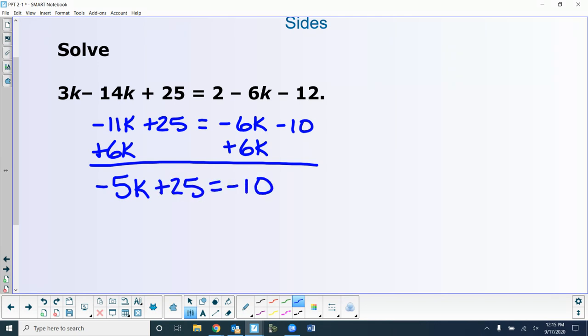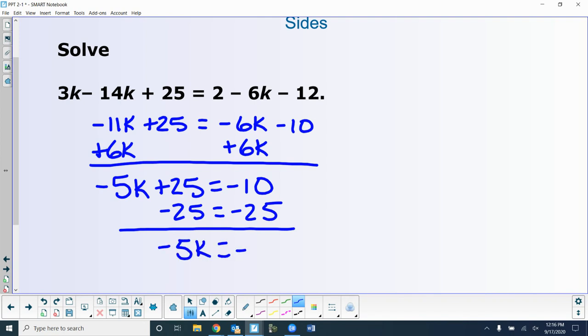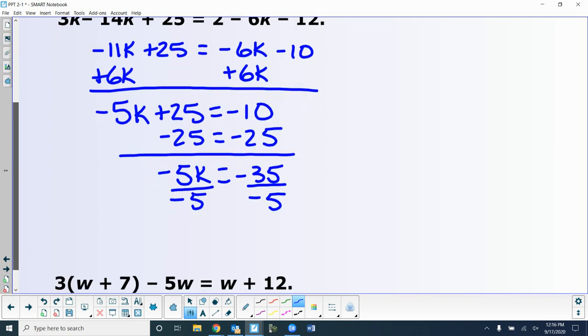Now that the K's are on the left, we're going to get everything else where? To the right. Okay? And again, from here, just like the other ones when we started. What's negative 35 divided by negative 5? Positive 7. Very good. Okay. Questions?